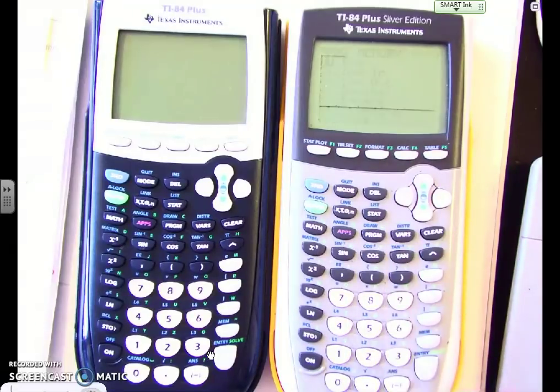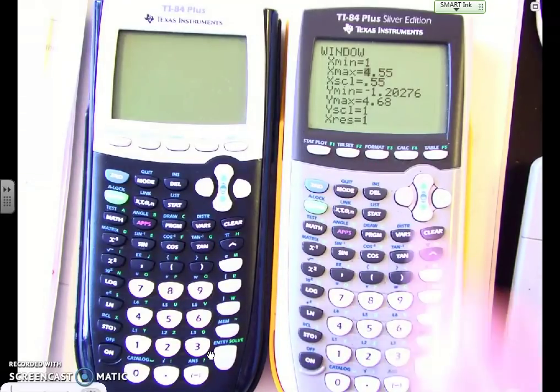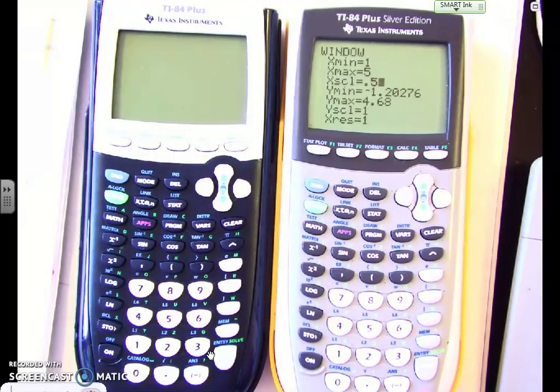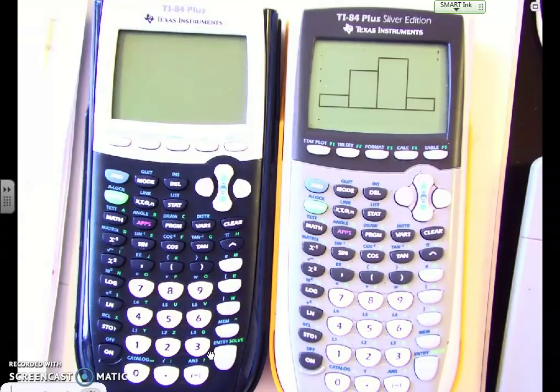Okay, so I'm going to go Zoom 9, and again, you don't ever want to use the window settings that they use. They have 1.8, maybe we'll go to 1, and then how about to 5 with a scale of 0.5, or maybe just 1. Not 0.1, but 1. Okay, let's see how that looks.